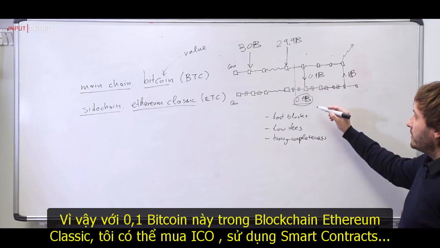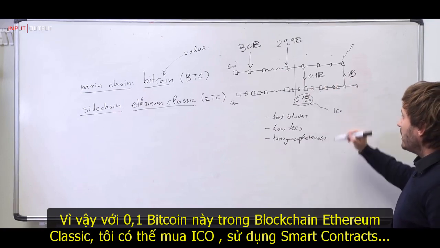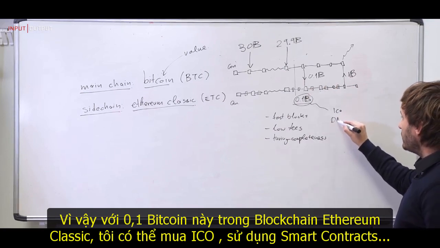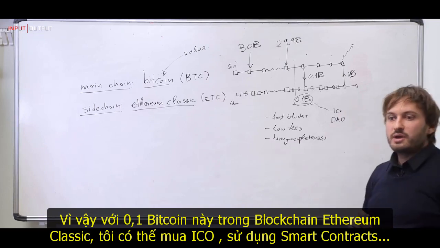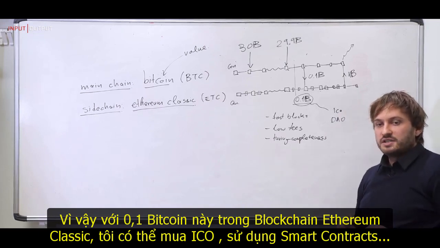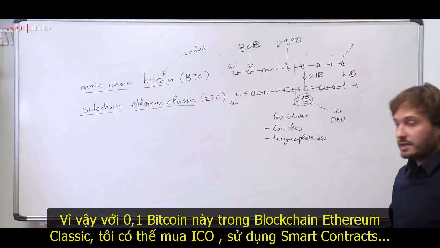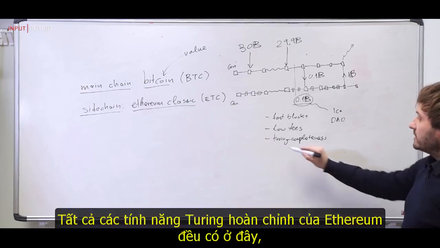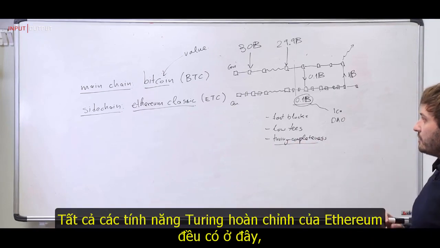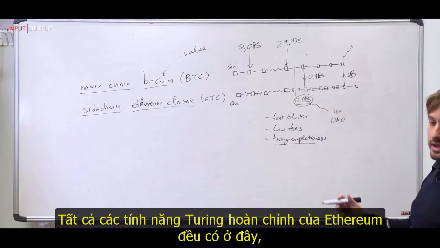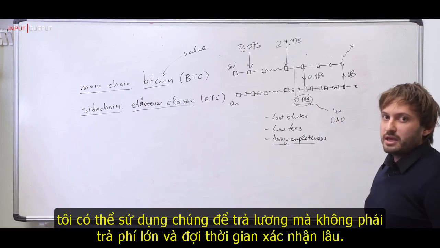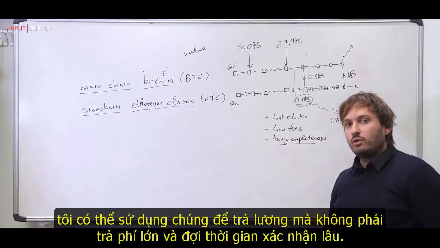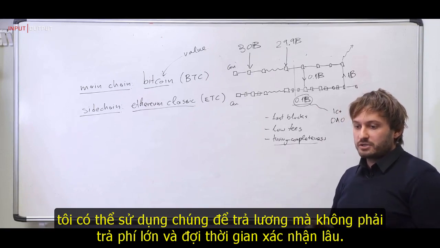I can put them into an ICO, I can put them into a DAO, I can put them into a different kind of smart contract, whatever I like. All the Turing complete features of Ethereum are here, or I can just use them to pay salaries without having to pay huge fees and without waiting for long confirmation times.